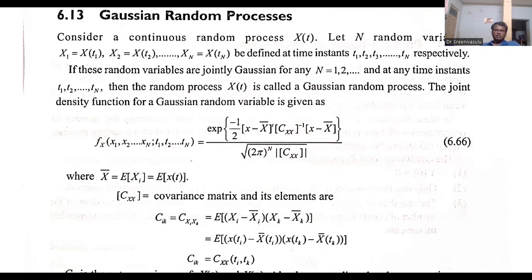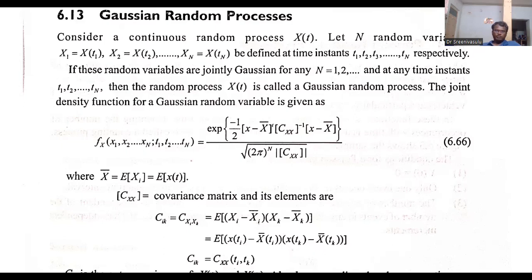Cx inverse, x minus again x bar. So we need to consider first of all x minus x bar into the inverse covariance, and then again x minus x bar, divided by root of 2 pi whole power n, magnitude of Cxx covariance matrix. So it is the standard Gaussian density function format. That is where it is just interpreted in a random process. The same concept is already available in random variables also, the multiple random variable concept.